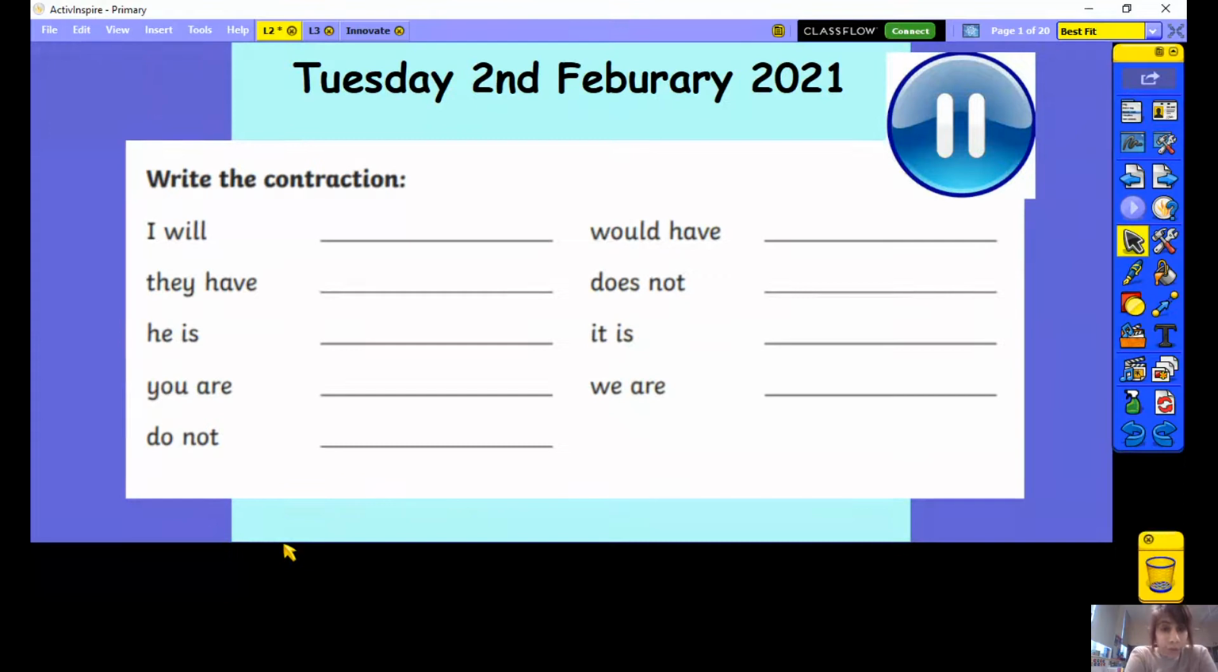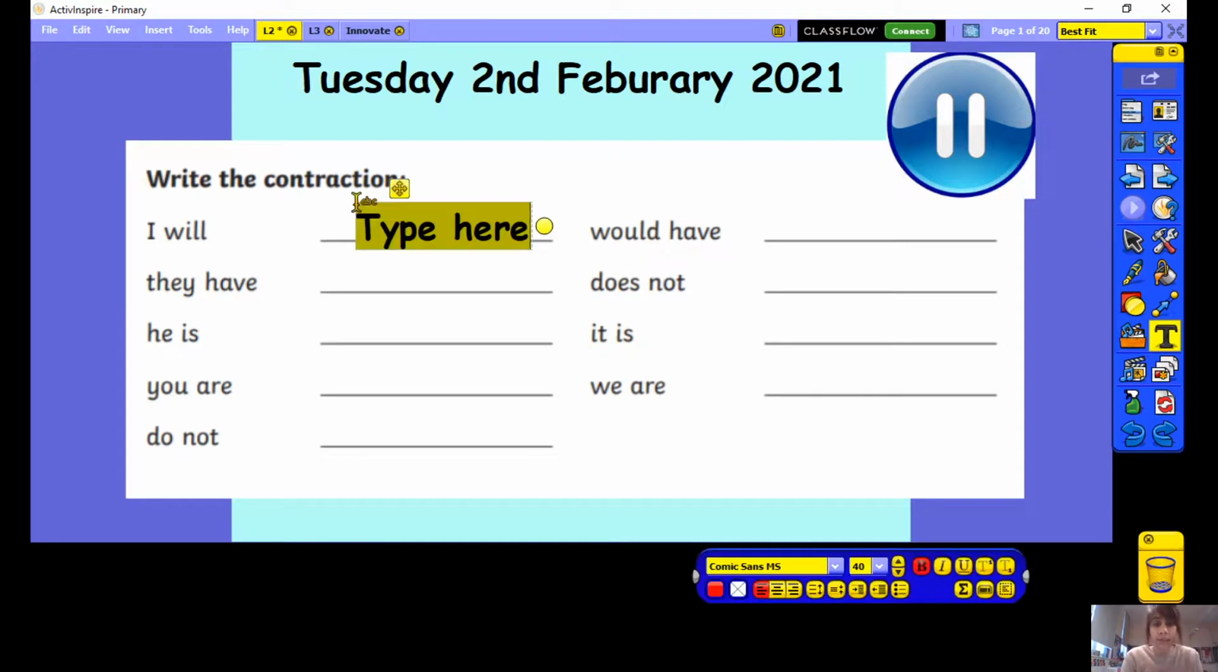So in today's do now, we are going to be looking at our contractions. Now, remember, contractions are when two words come together to make a shorter word. But in the process of doing that, we have to drop some of the letters. And those letters don't just go completely walkabout, they are replaced with an apostrophe. Now, an apostrophe is like a floating comma, so it's going to hang in the air where those missing letters would go. So for instance, I will becomes I'll. So you can see the W and I have gone missing.